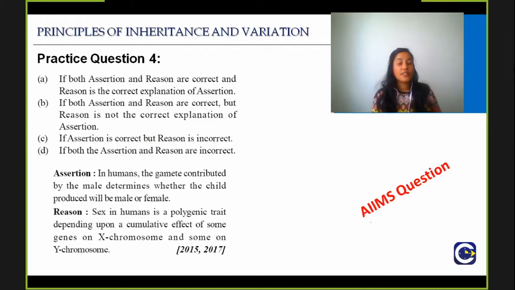In humans, and you see this question is asked in 2015 and also in 2017. So, in humans, the gamete contributed by the male determines whether the child produced will be male or female. And sex in humans is a polygenic trait depending upon cumulative effect of some genes on X chromosomes and some genes on Y chromosome. What is the answer? Another AIIMS question.